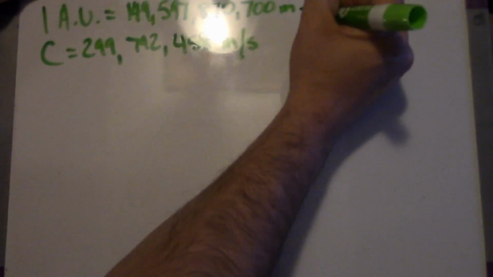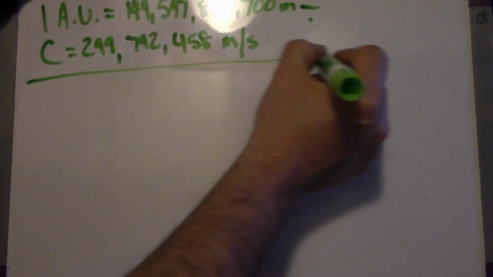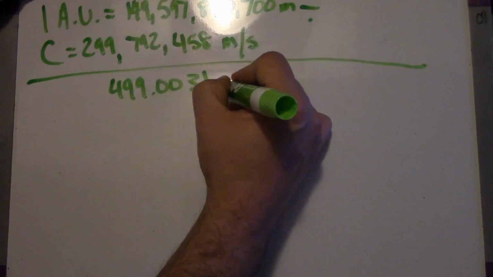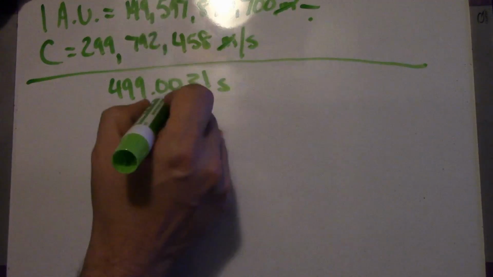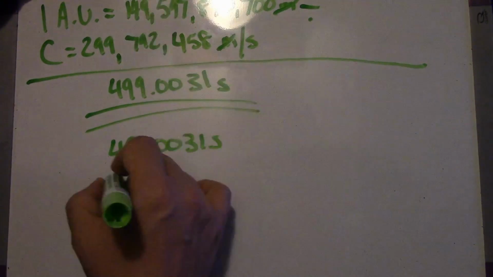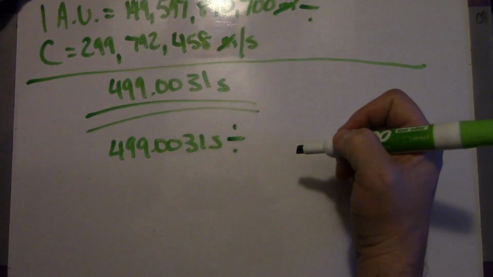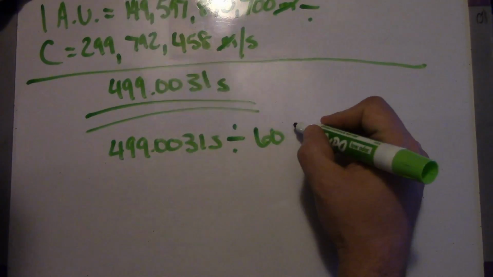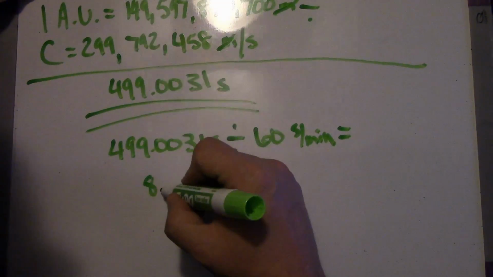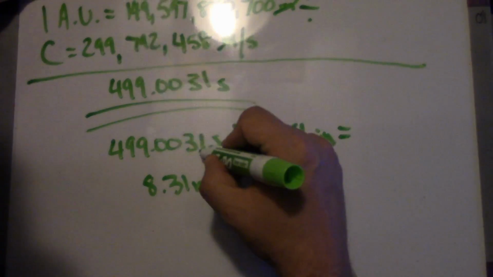Now, when you take that value of 499 seconds and you divide it by 60 seconds per minute, again crossing off the unit of seconds, that is going to leave you with 8.31 minutes, the exact value being 8.3167 minutes. So velocity is distance over time, or distance divided by time, and in this case we're using meters per second.